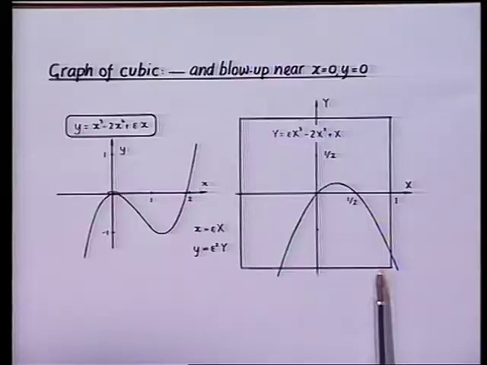It's saying this: if epsilon was equal to, let's say, 1/1000th, the best way to look at the picture near the origin is to expand by a factor of 1,000 in the x direction and expand by a factor of 1,000 squared, that is to say 1,000,000, in the y direction. And then the picture looks like this one on the right, which gives us a much better view.